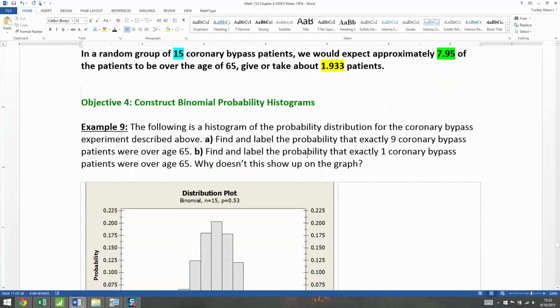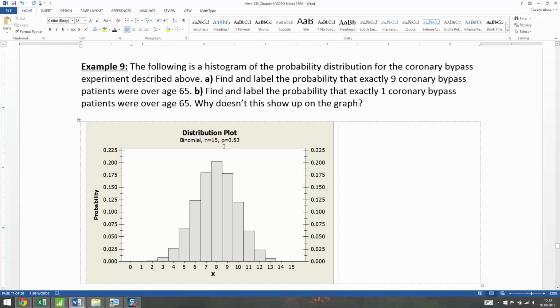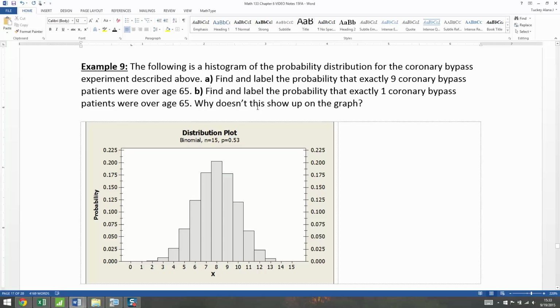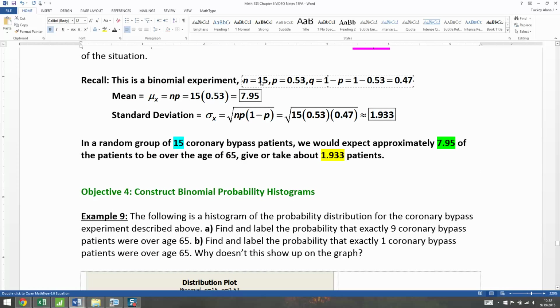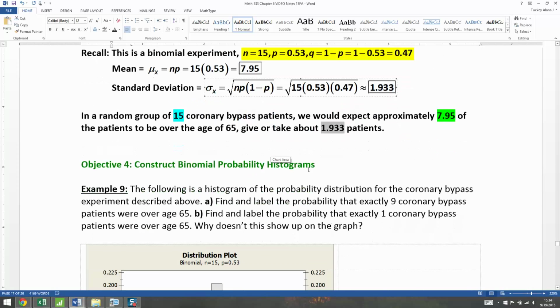All right, now not only can we find the mean and the standard deviation, we can actually construct histograms from a binomial distribution. So the following is a pre-made histogram of the probability distribution for the coronary bypass experiment described above. So if you remember, n is 15, p is 0.53, all that good stuff. Matter of fact, I'm going to highlight that in yellow. I'm going to take this off of yellow, just because we're going to keep using those numbers here.